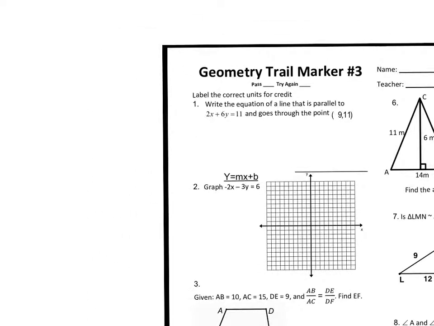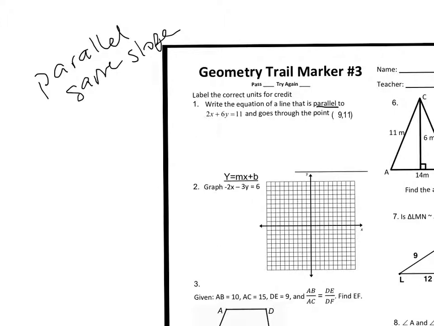It says this is parallel, and remember parallel means same slope. So we need to figure out the slope of this original line right here, and then we can put in this new point (9, 11). So the first thing I need to do is take this line right here, 2x plus 6y, and solve for y. So I'm going to subtract 2x from both sides.